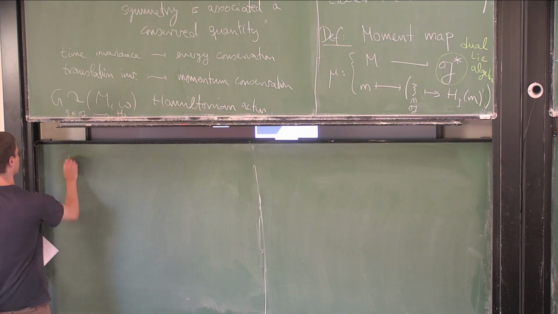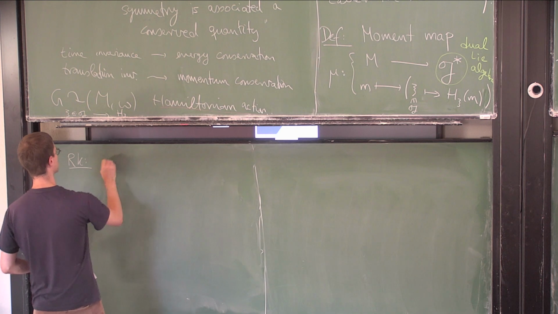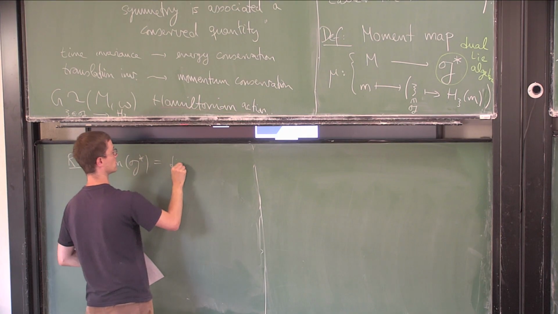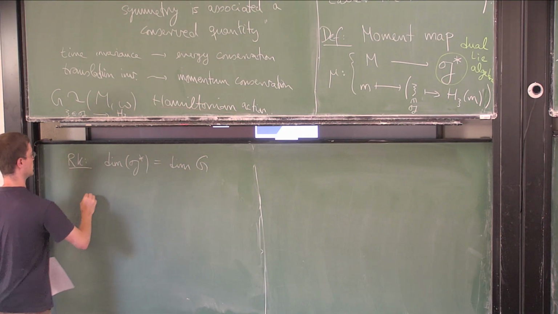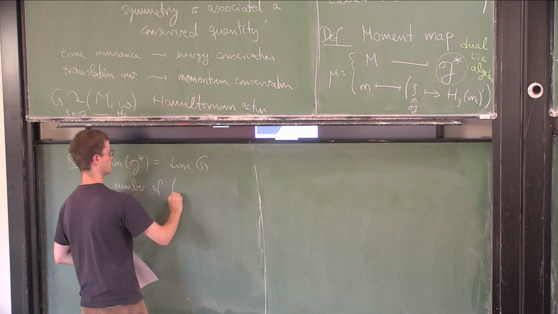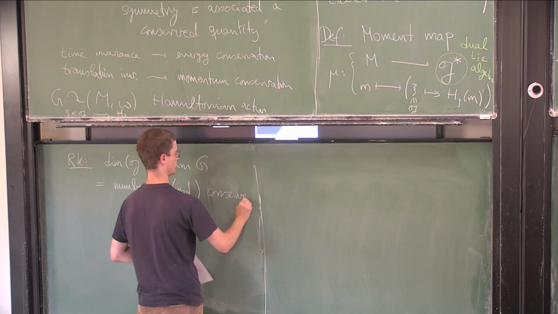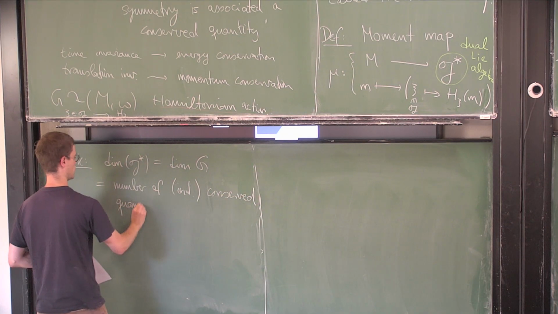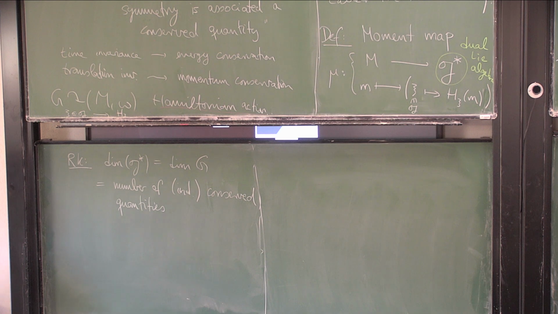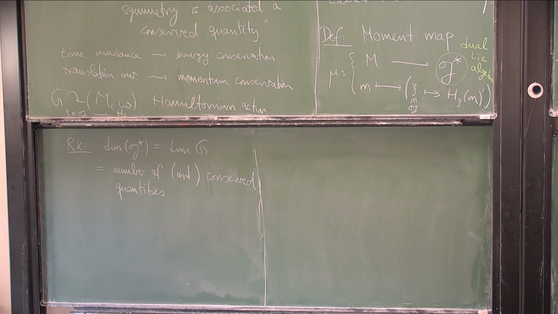Okay, and one important remark is: how many conserved quantities are there? The dimension of G star is the dimension of G. So this is the number of, let's say, independent conserved quantities. If I just say the number of conserved quantities, of course it's infinite, but if you have energy, then twice the energy is conserved, 3 times the energy is conserved, and so on. So it's really this notion of independent conserved quantities which is important.